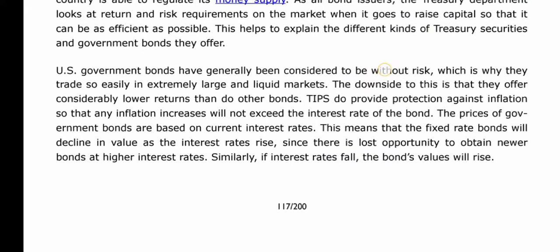US government bonds have generally been considered to be without risk, which is why they trade so easily in extremely large and liquid markets. The downside is that they offer considerably lower returns than other bonds. Other than TIPS, they do not provide protection against inflation, so increasing inflation may exceed the interest rate of the bond.